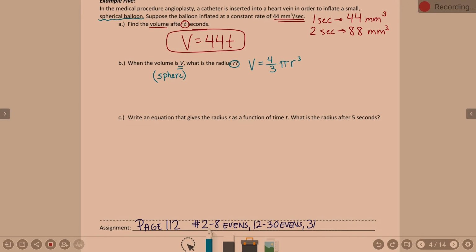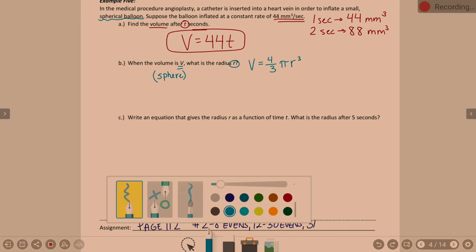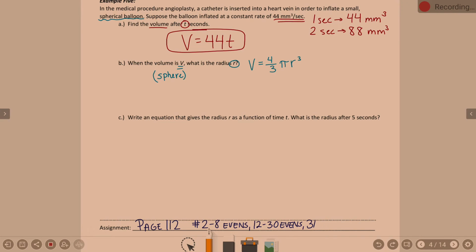Okay, so a formula you should be familiar with is volume of a sphere, which is V equals 4/3 pi r cubed. Our question asks, when volume is V, what is the radius? We need to take this equation and solve for R. I want to know what is R in terms of V. So how would you like to solve for R?